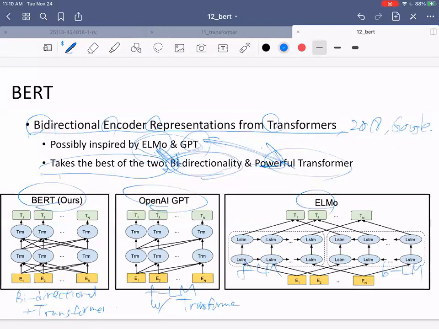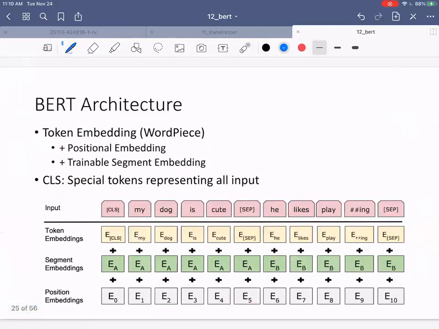So let's see what BERT actually does. This is the BERT architecture. It's simply a bunch of transformers stacked up. It's the transformer encoder only; it doesn't have a decoder. This is just 12 stacks of transformer encoders on top of the input, but the input itself is a bit more complicated than before.